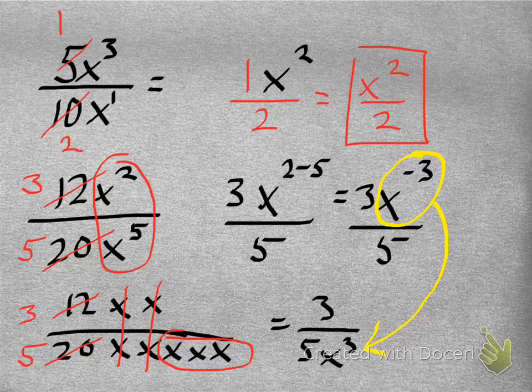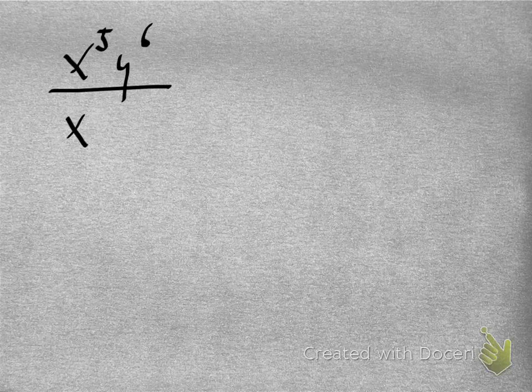Okay. Well, now let's simplify some hard ones. And you might be thinking, oh, that's pretty hard already. Well, they get a little harder. I'm going to take an example right out of the book. This is x to the 5th, y to the 6th, over x to the 5th, y to the 3rd. All right, so everybody think about this. What's going to cancel out here?